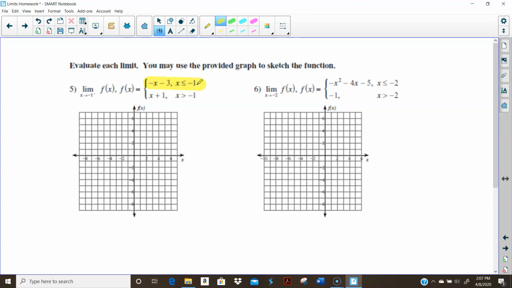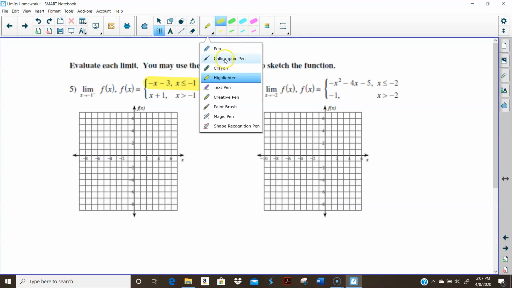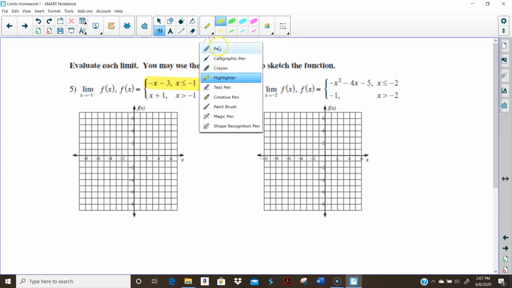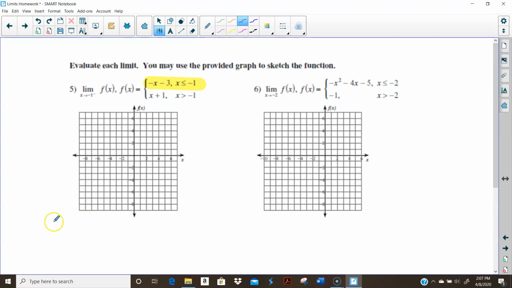So if I was using direct substitution, I would plug it into that first piece. So let me go ahead and do that, as that is probably the easiest way to answer this problem. I'm going to take -x subtract 3, and in place of x, I'm going to put -1. So it's -1 subtract 3, which equals 1 subtract 3. And so the limit is actually -2.